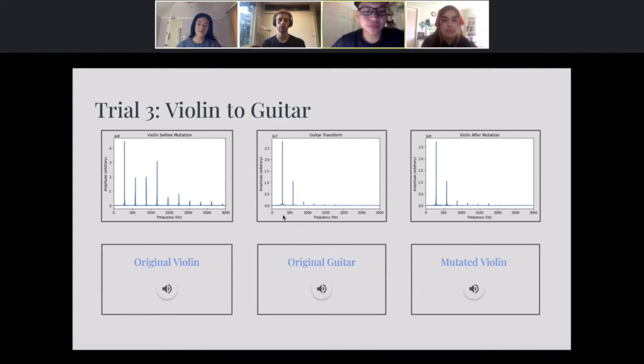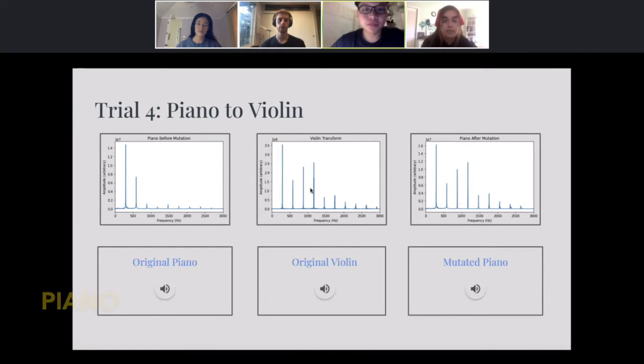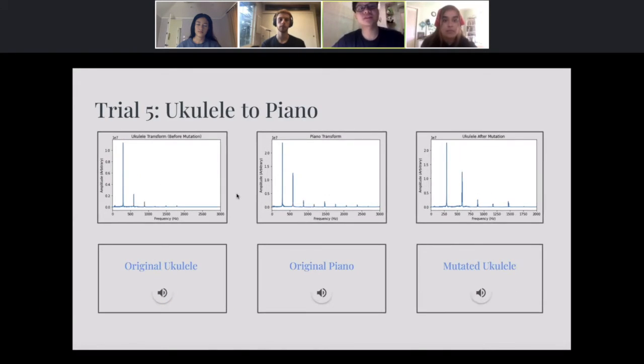But notice that the bowed string instrument here, the bowed violin, has more overtones than the plucked guitar. And again, the bowed violin has more overtones than the piano. This is the ukulele to piano trial.